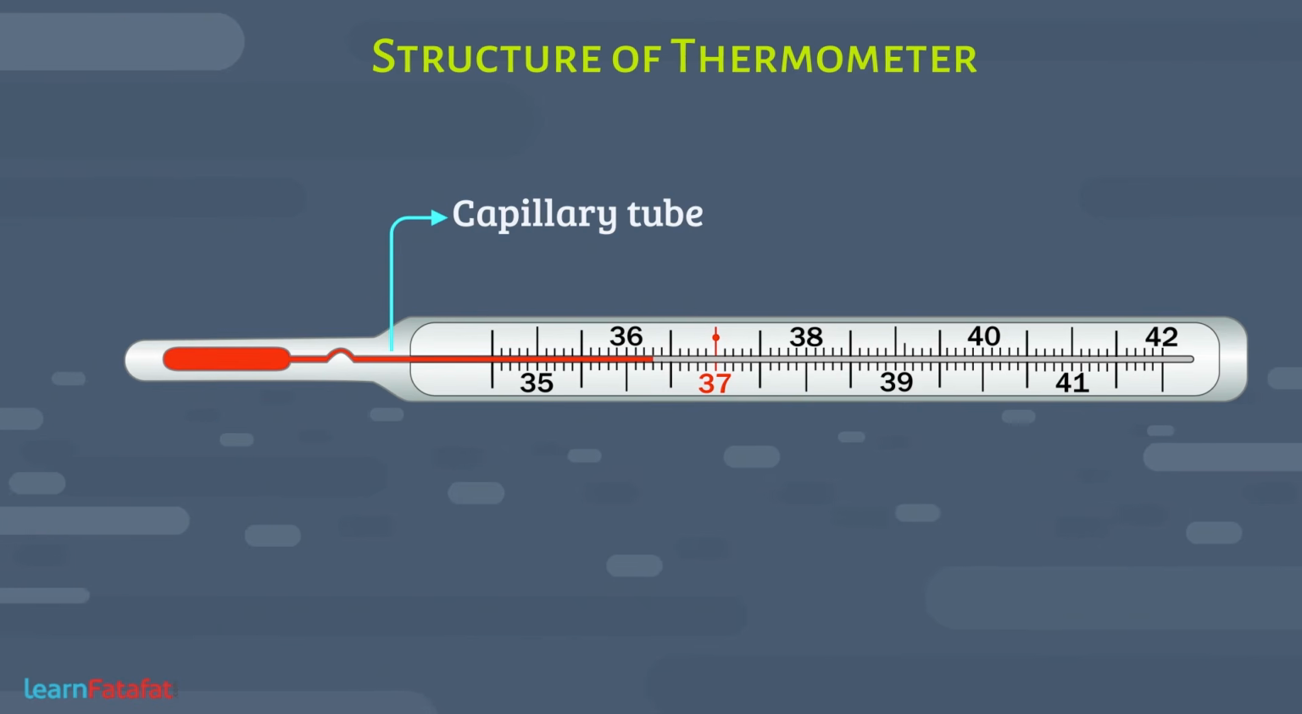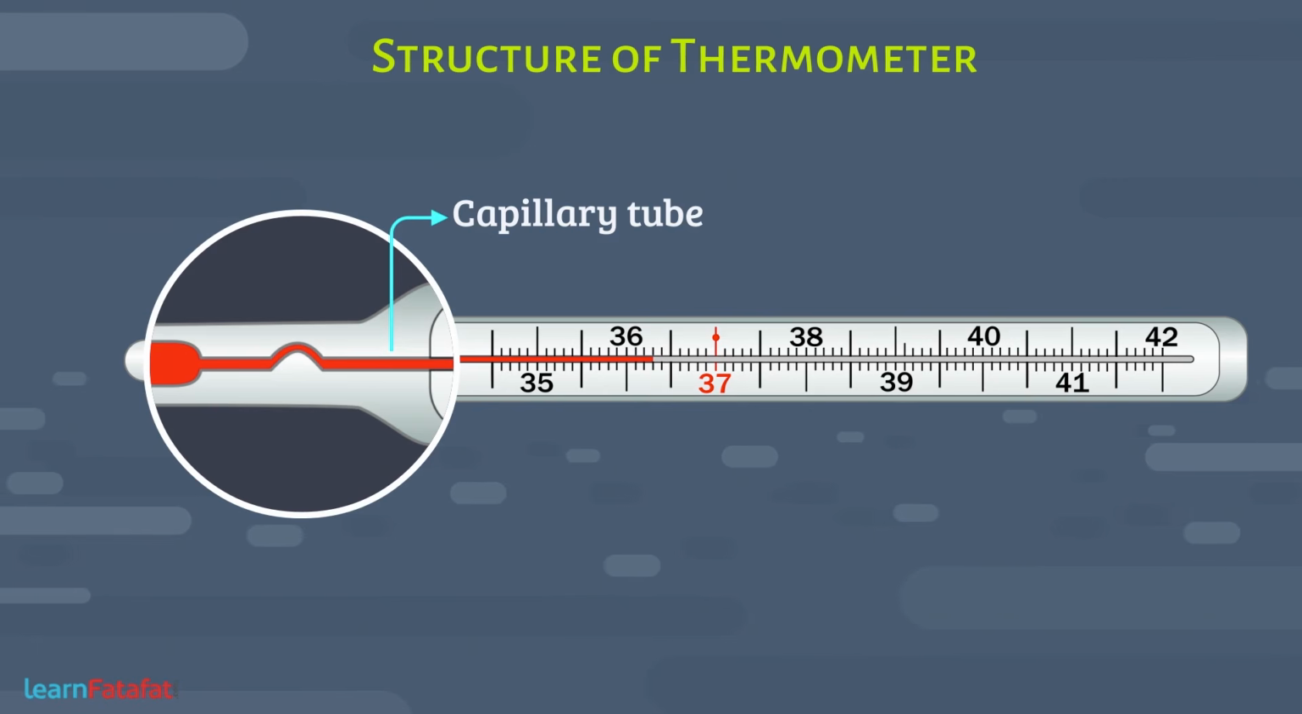The capillary tube is bent near the bulb. It prevents mercury from flowing back into the bulb immediately. It gives more time to read the temperature.